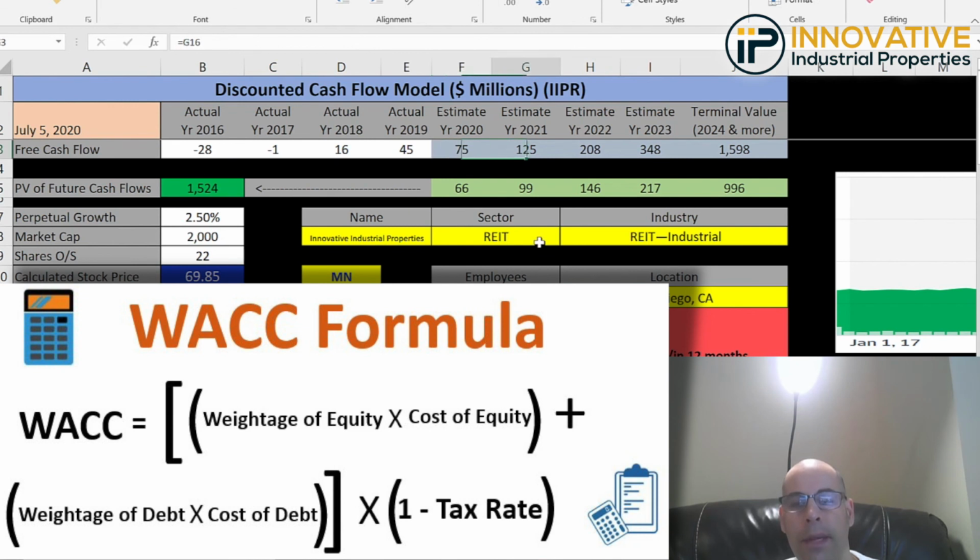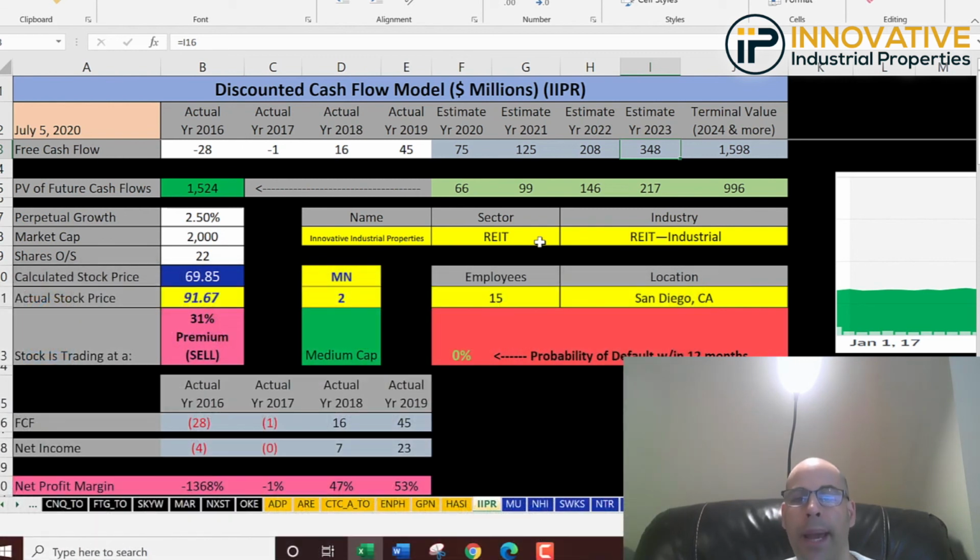So we estimated 4 years of future free cash flows. We also did a terminal value, which is all free cash flows past year 4. We discounted those numbers back to today, and we get a value of the company of $1.5 billion. We divide that by 22 million shares. We get an intrinsic stock price of $70. That's how much I calculate the stock is worth today.